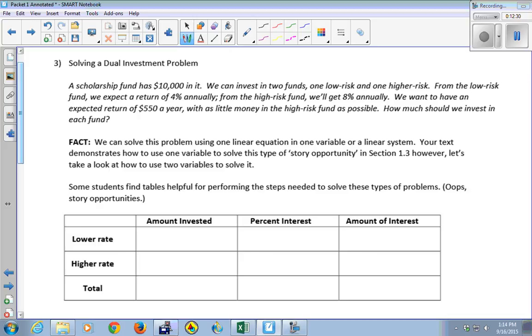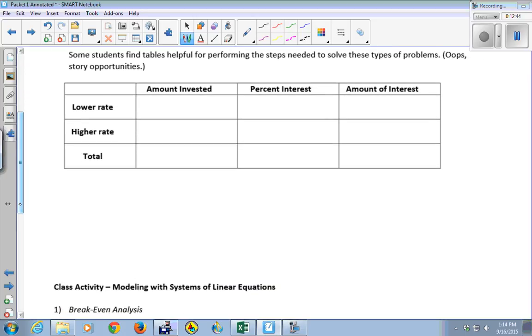So we can solve this problem using one linear equation in one variable or a linear system. Your text demonstrates how to use one variable to solve this type of problem, but we're going to look at two variables today. Some students find a table helpful for setting up these dual investment problems. You can also use them for other kinds of word problems: distance, rate, time, mixture problems. So we'll just do one for this.